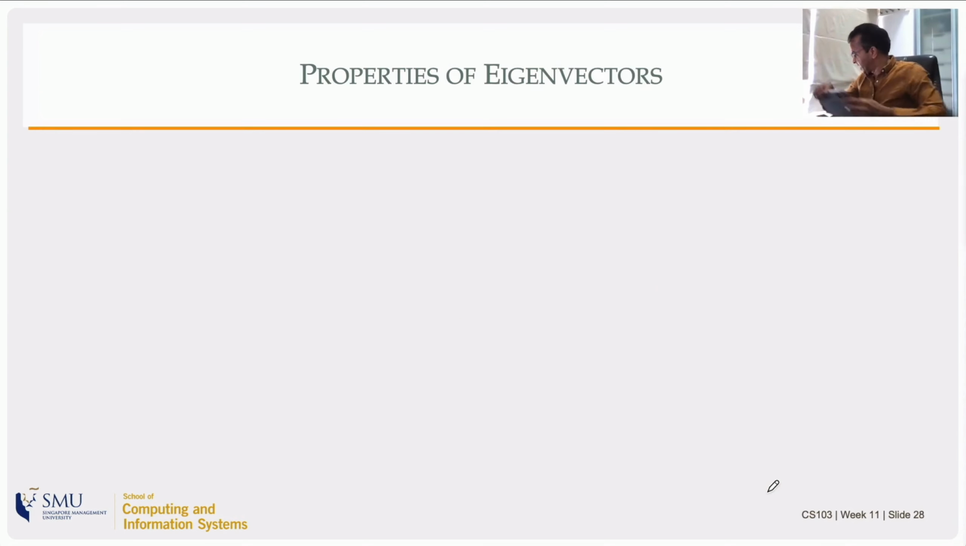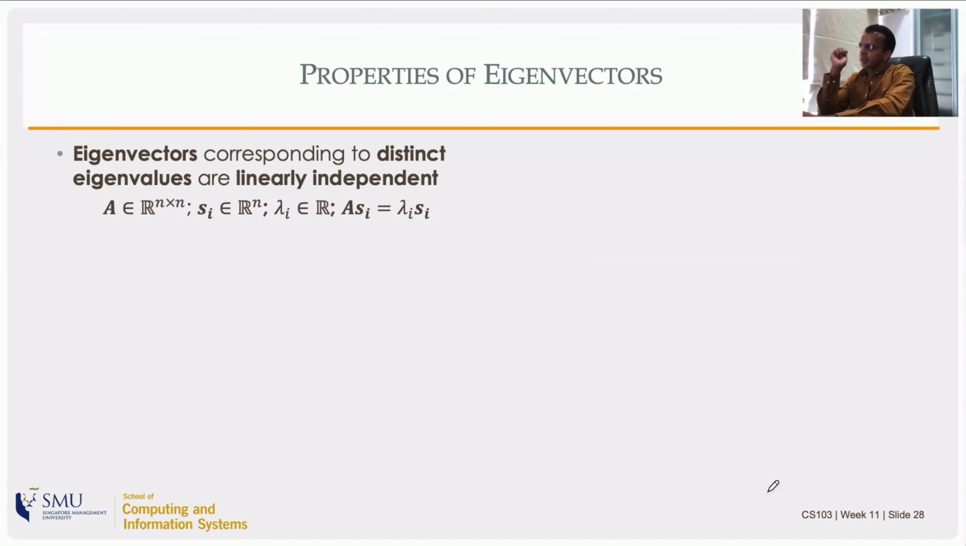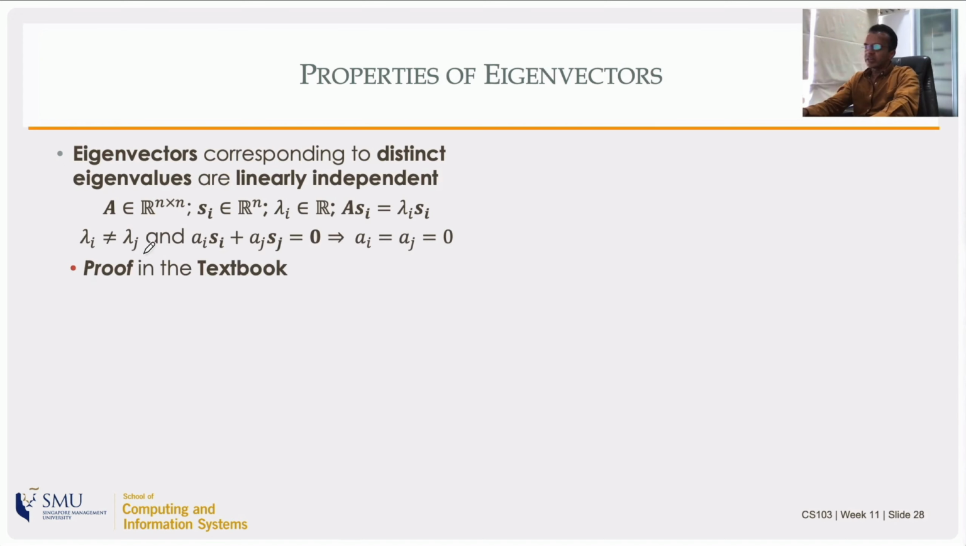Now let me tell you the properties of eigenvectors. This is an interesting property. Eigenvectors corresponding to distinct eigenvalues are linearly independent. That means if you have a square matrix A, and you have two eigenvalues lambda sub i and lambda sub j, then if lambda i is not equal to lambda j, that means Si and Sj are going to be linearly independent. That means you won't be able to find a linear combination such that the combination is 0 without the coefficients being 0. This is proven in the textbook again.